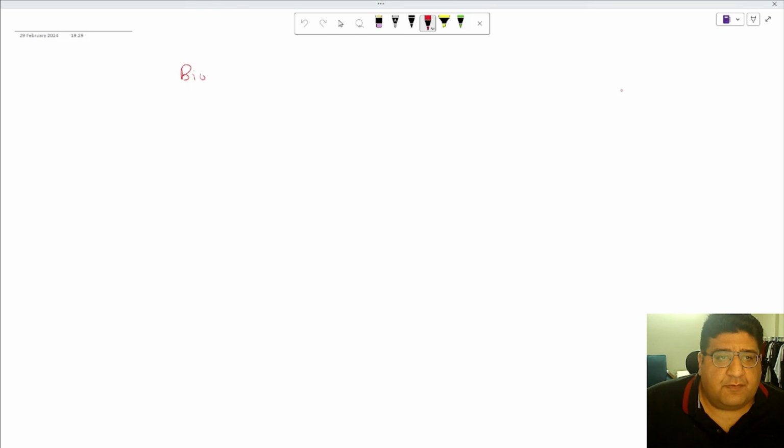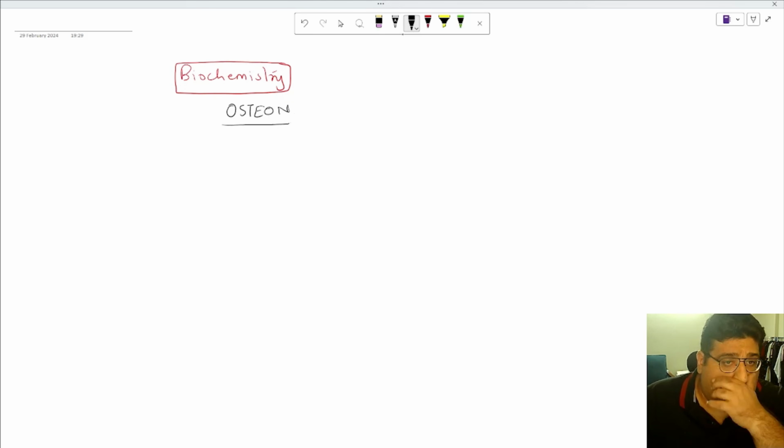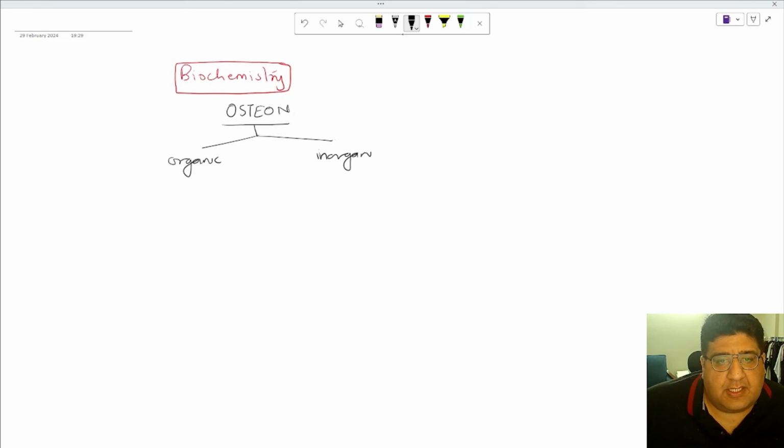First of all, let us start with the biochemistry part of orthopedics. What is the structural and functional unit of kidney? I think it is nephron. What is the structural and functional unit of brain? I think that's neuron. What is the structural and functional unit of bone? I'm sure you all got it right. That is what is called osteon. Now, friends, osteon is made up of two things: one is the organic part, another is the inorganic part.